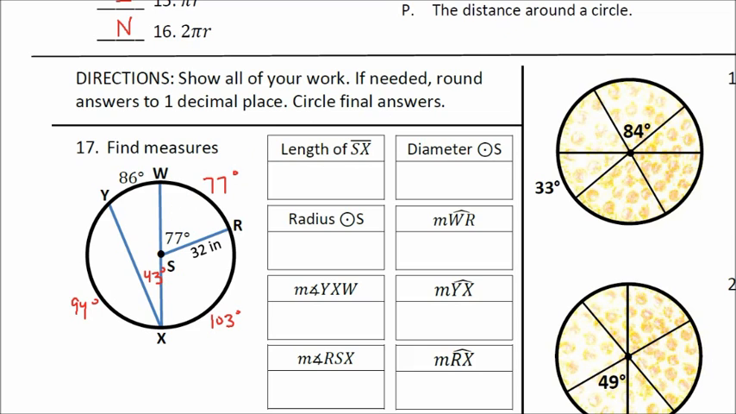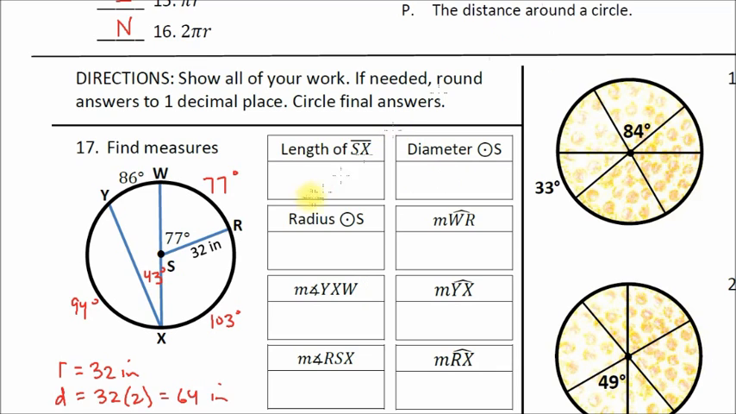So let's take a look at our questions. What is the length of segment SX? Well, they already gave us the radius, and I'll put this here. The radius is equal to 32 inches because SR is a radius. And then, of course, we know the diameter is going to be equal to the radius times 2. So the diameter is going to be 64 inches.